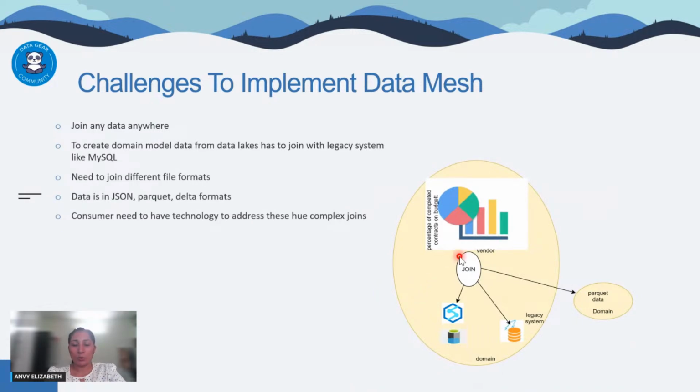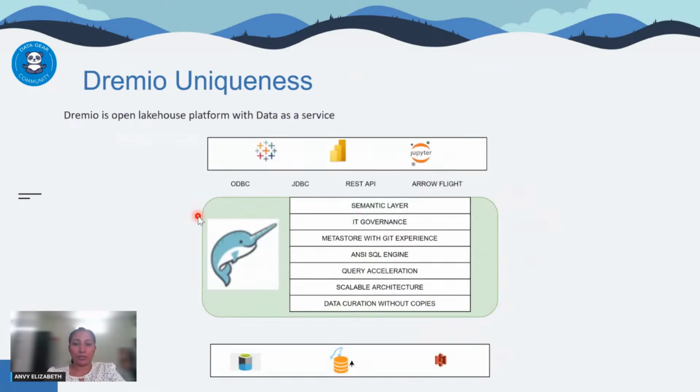Another challenge was that the HR data or the finance data was sitting in different systems, and they needed to create complex joins to create the insight dashboards. Also the data was in different formats, like JSON format, Parquet format, Delta format. So consumers need to have a very good technology understanding to create complex joins to create this type of dashboard. So complex joins and technology knowledge are required to implement data mesh concepts for our data product. So what happened?